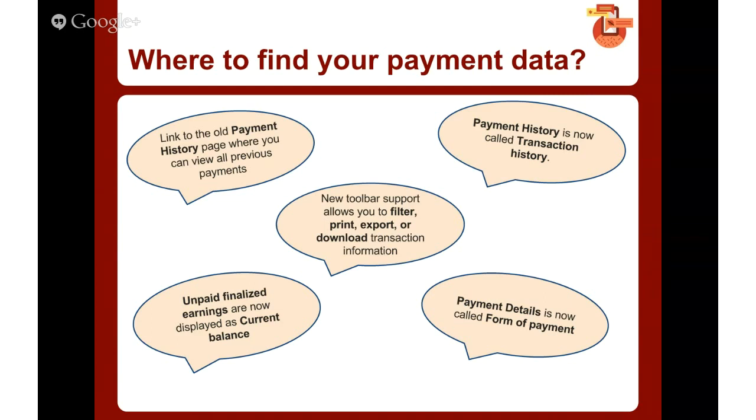Your payment details are now called the form of payment, and they are available to you in the payee settings in your left-hand side navigation tab. And unpaid finalized earnings are now known as current balance. So this is just a little change there.